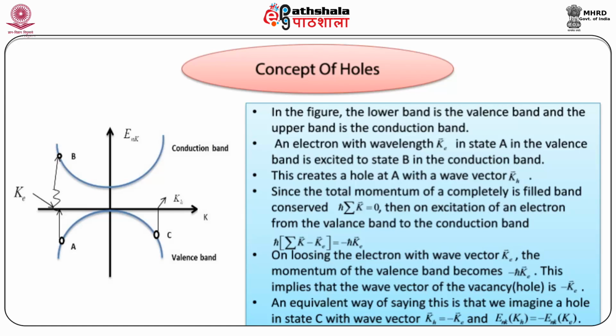An equivalent way of saying this is that we imagine a hole in state C with wave vector kh, which is the negative of ke, and so this also implies that the energy Ek of this hole is the negative of the energy corresponding to that of the electron. So let us now discuss what exactly is an effective mass.